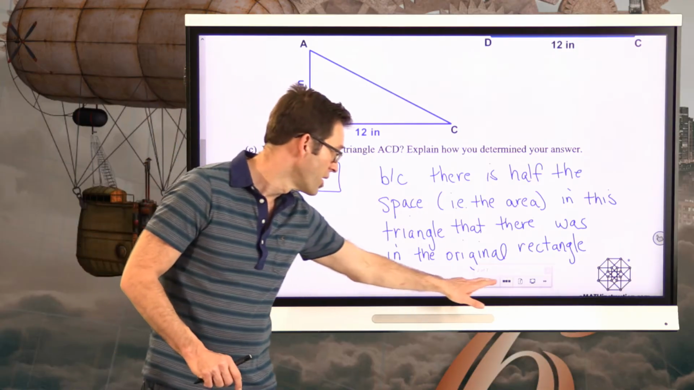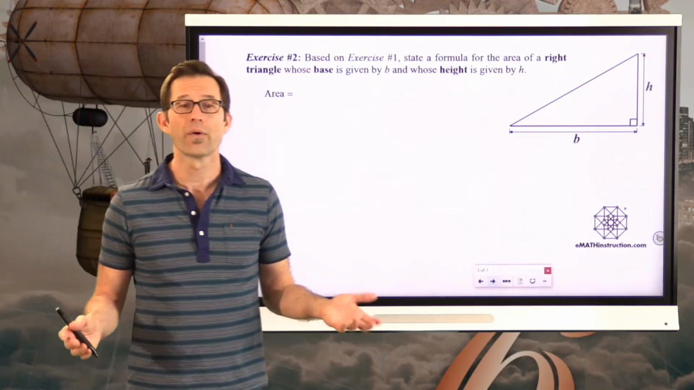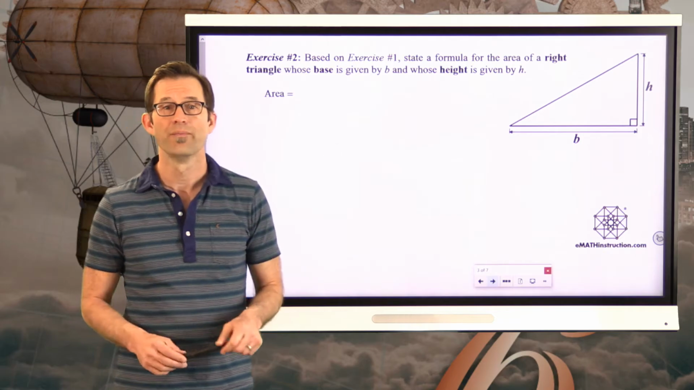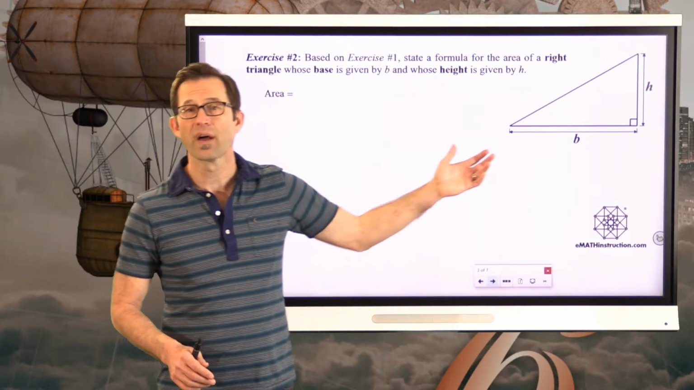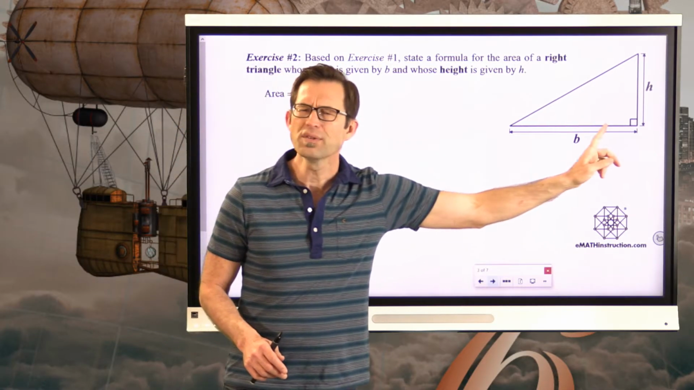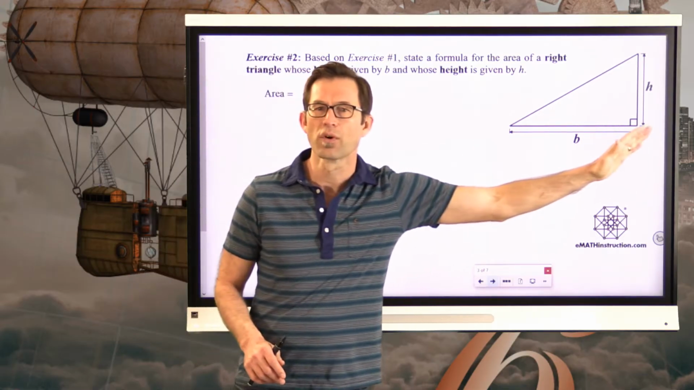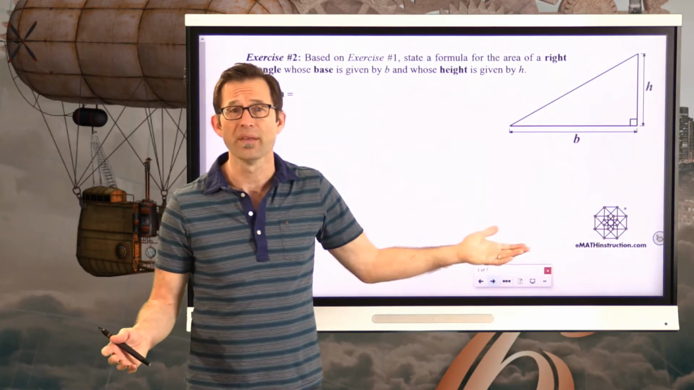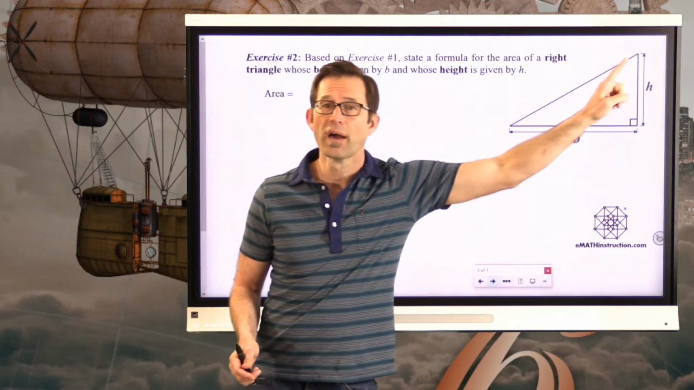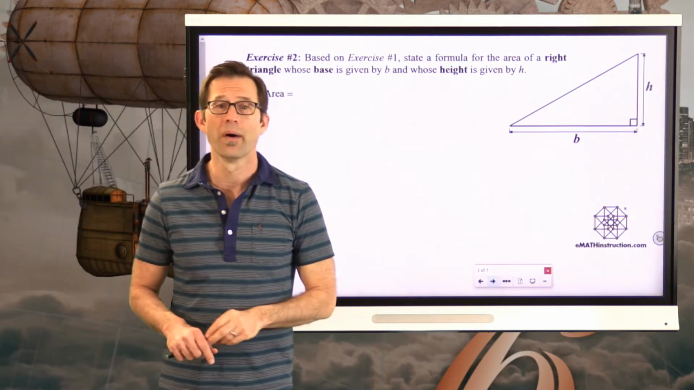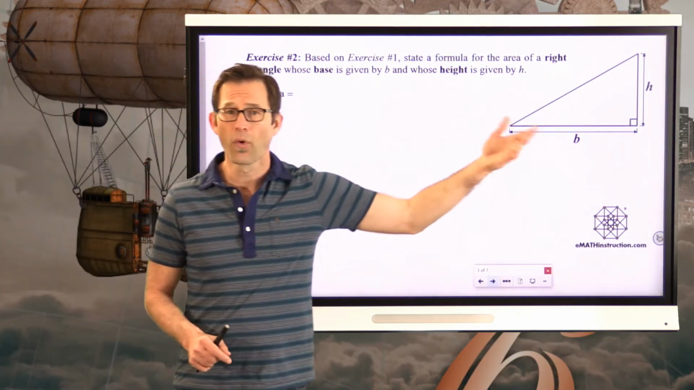Let's keep going. This leads us to a very important formula, exercise number 2. Based on exercise number 1, state a formula for the area of a right triangle whose base is given by B and whose height is given by H. It's very simple. If I've got some kind of right triangle, I can think about one edge as being horizontal, and I'm calling that the base, and one edge being vertical, I'm calling that the height. The third side is what's known as the hypotenuse, but we're not going to worry about that right now. So what is the formula for this?